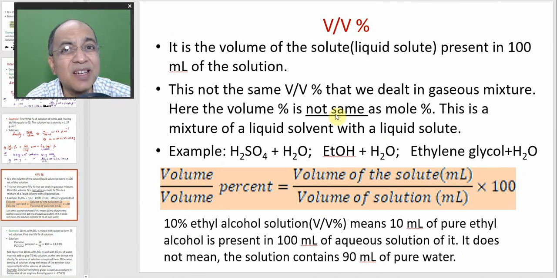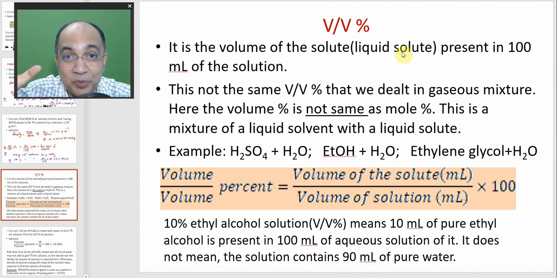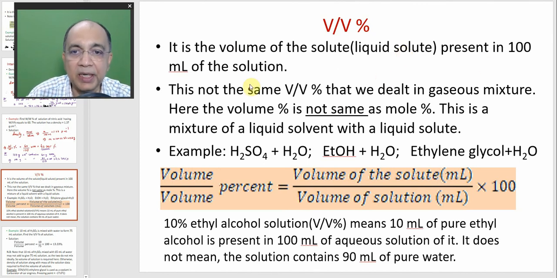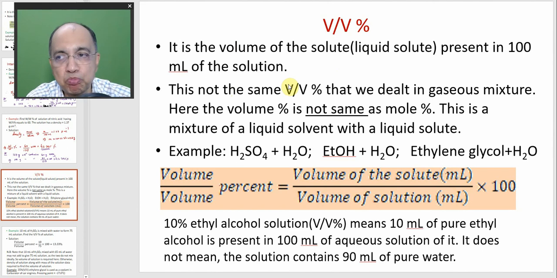Another one, which is less common in application, very less common in stoichiometric calculation, is V by V, volume by volume percent. It is defined as the volume of the solute. It has to be a liquid solute, because in a solution the two have to mix homogeneously. So here the volume of the solute is a liquid volume. That volume is present in 100 milliliter of the solution, not 100 ml of the solvent, 100 ml of the solution. That means the total volume should be 100 ml.